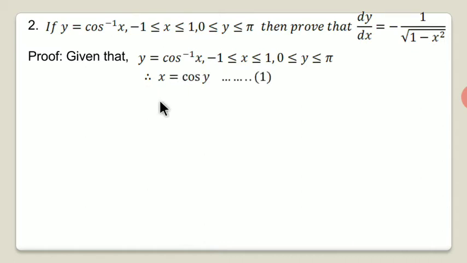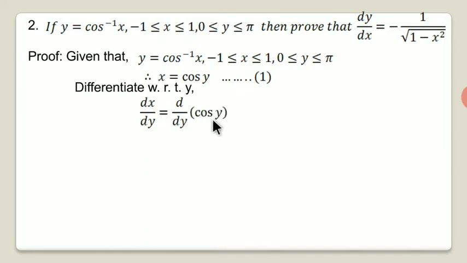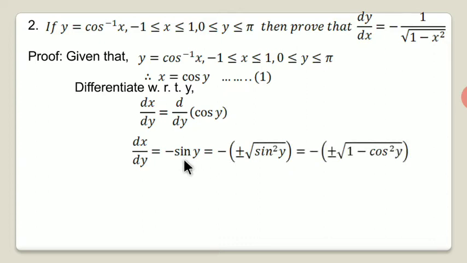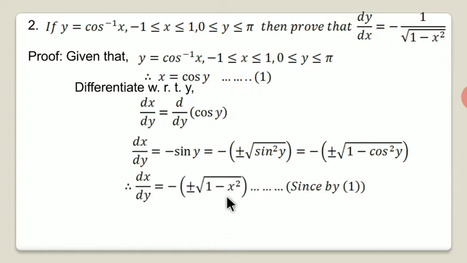Again it is differentiable, so differentiate with respect to y. We get dx upon dy is equal to d by dy of cos y, and the derivative of cos y is minus sin y. So dx upon dy is equal to minus sin y. This sin y can be written as plus or minus square root of sin square y. Substituting the value of sin square y in terms of cos, because we know cos y is x, it is minus of plus or minus square root of 1 minus cos square y. Now substituting the value of cos y as x from relation number 1, we get dx upon dy is equal to minus of plus or minus square root of 1 minus x square.